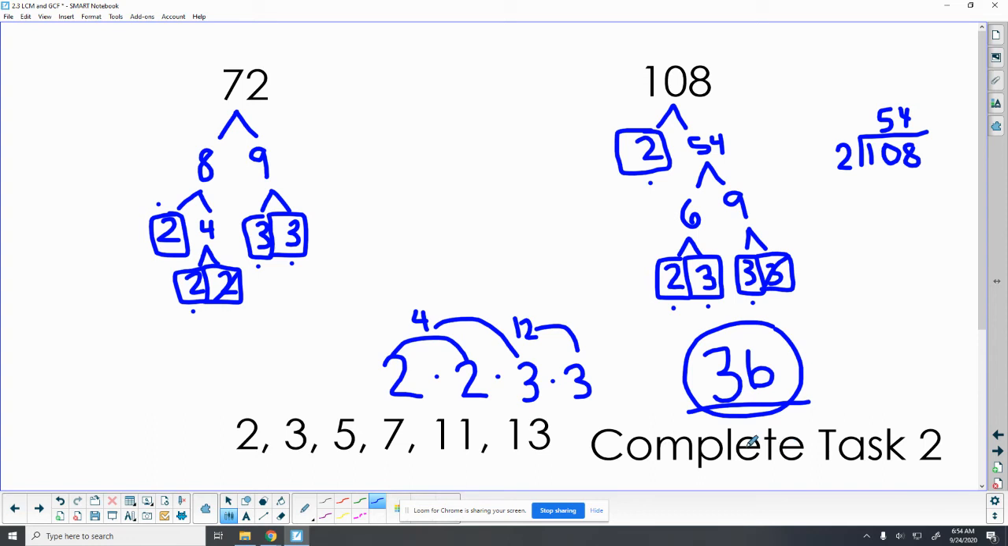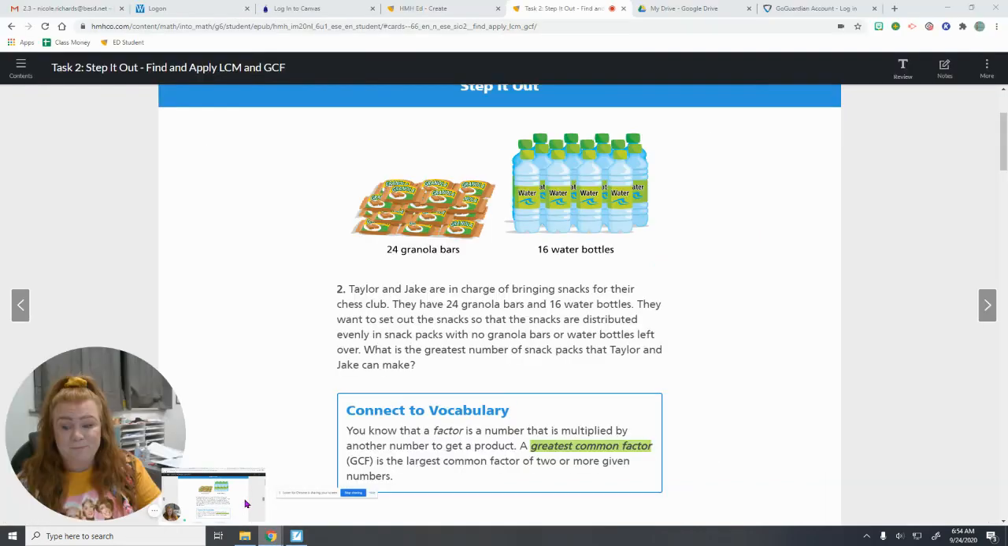Okay, so there's a couple different strategies you can use to find the GCF. You can either make a list, or you can use the factor tree and find the prime factors, match them up, and multiply any matches. Okay, let's go take a look at task 2 now.